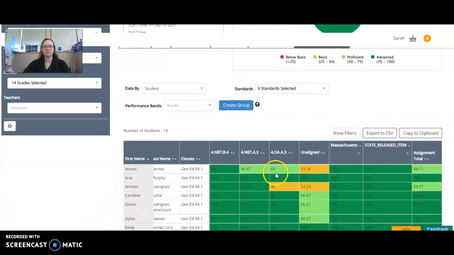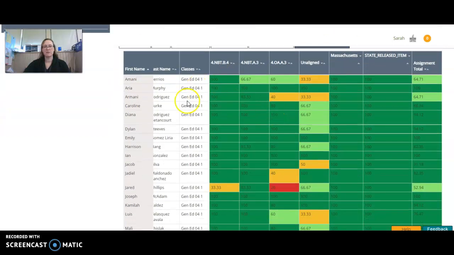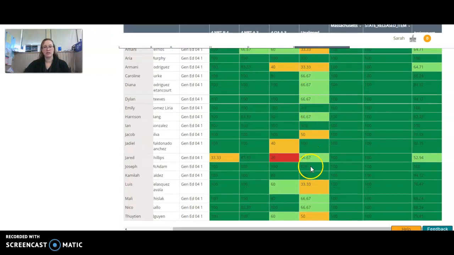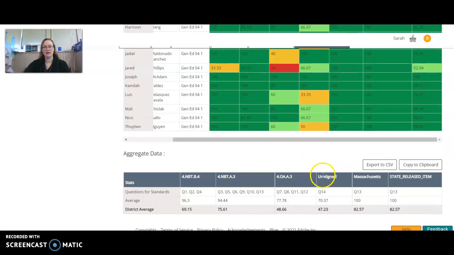So when we scroll down, the data is sorted by students. You want to make sure that that's highlighted here, student. And when we look at this, it's broken down by standard. So we can give a quick snapshot of which students struggled on which standards. So here, this was an unaligned, so it's not based on a standard. So unaligned, a lot of students struggled on that particular question. And we scroll down, we can see unaligned, it was question number 14. So a lot of students struggled on question 14. The average score for that question was a 70%.